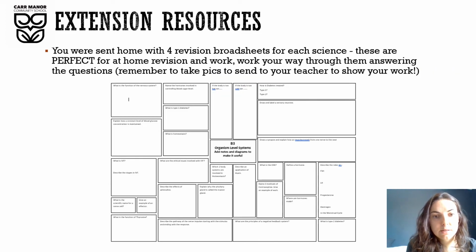You were also sent home with 4 revision broadsheets for each science, so 4 biology, 4 chemistry and 4 physics. This is what they look like. They're a series of questions linked to the topic, and I really recommend that you use these for revision. Use the revision guides to help you, use the online lessons to help you, and then remember to take pictures with this and email them to your science teachers.